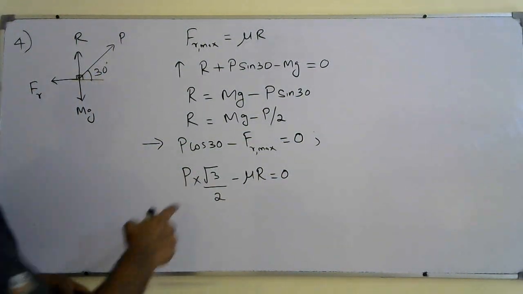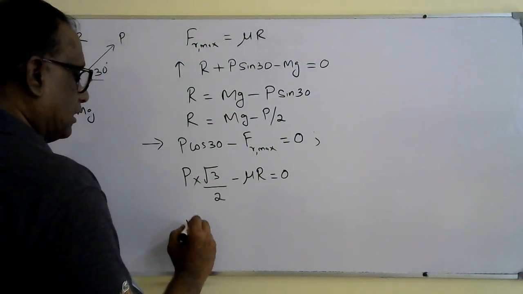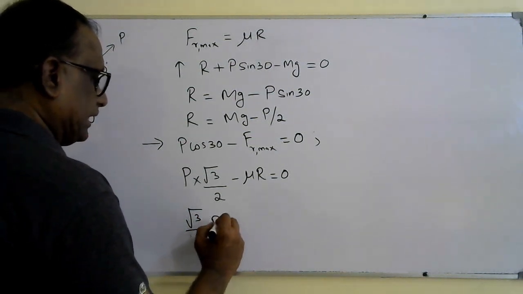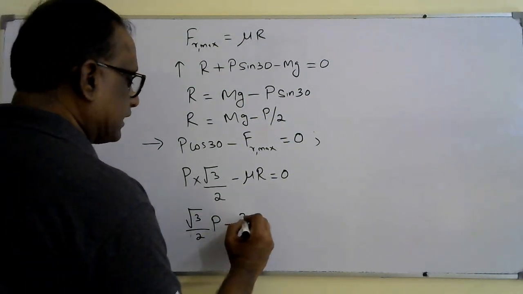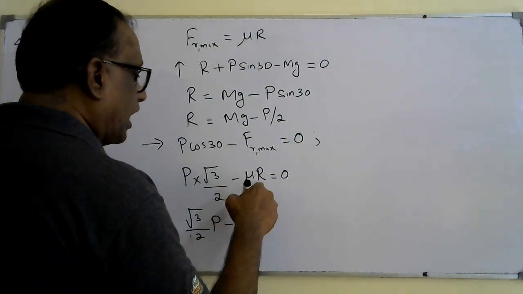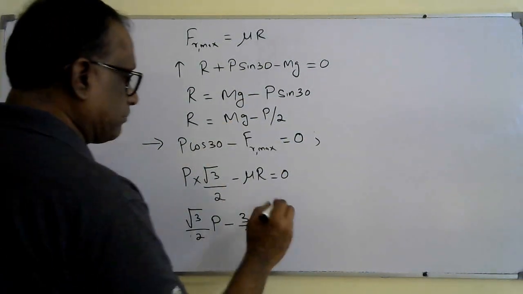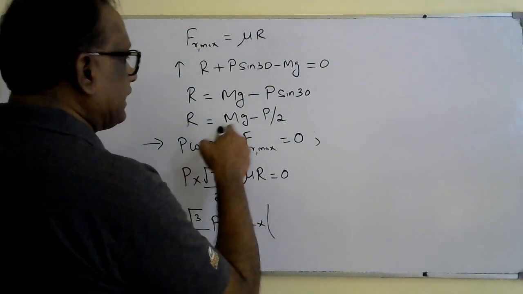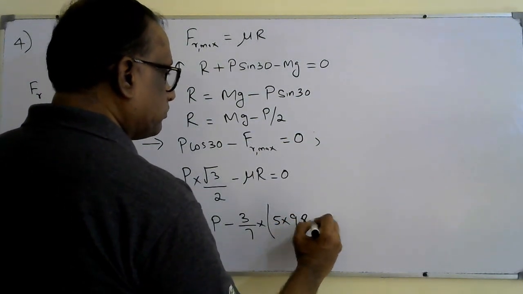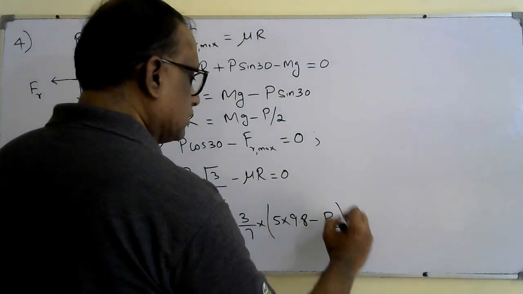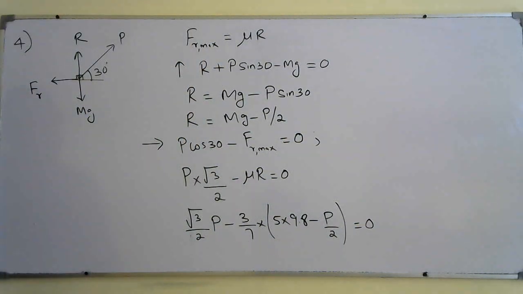Okay, we'll substitute that. Now everything I can substitute: root 3 by 2 P minus mu, which is 3 by 7. That remains the same, it depends only on the type of the surfaces. Instead of R, I can substitute mg minus P by 2. M is given as 5 kilogram, so that is 5 into 9.8 minus P by 2, equal to 0. So the only one unknown in this equation is P.